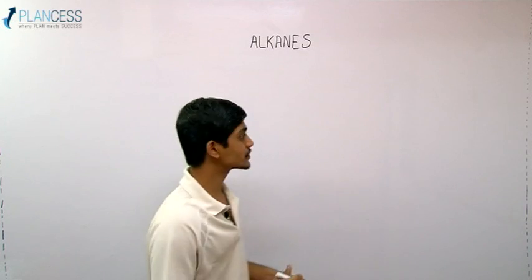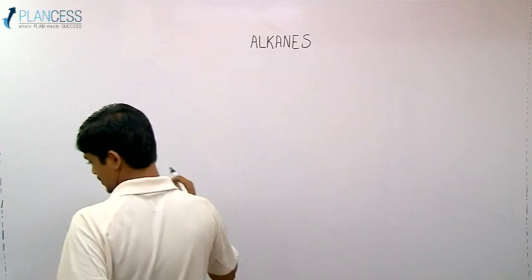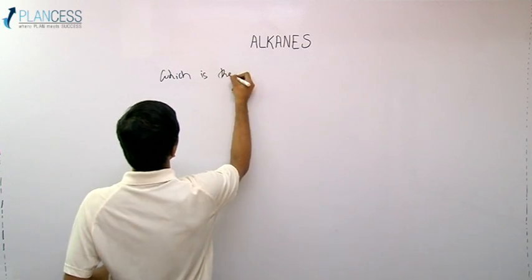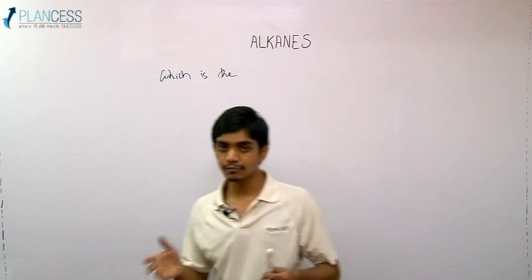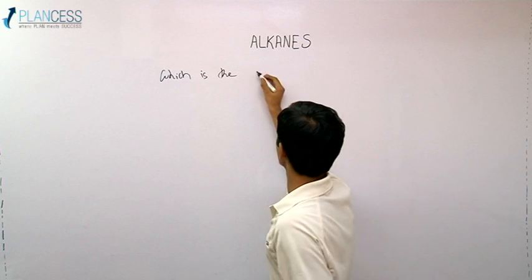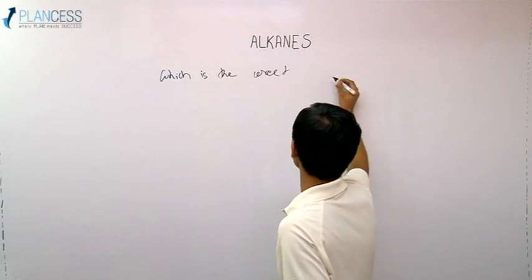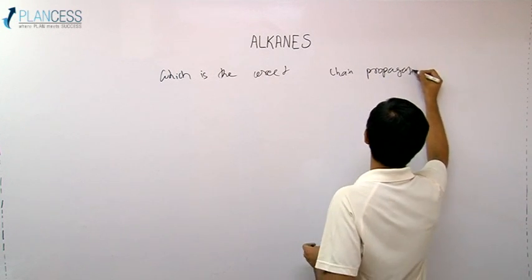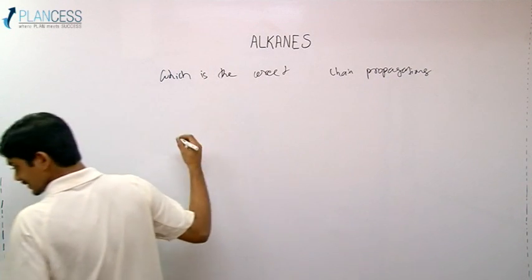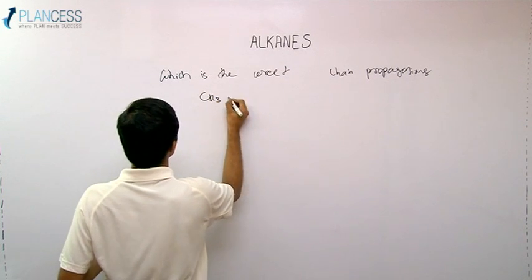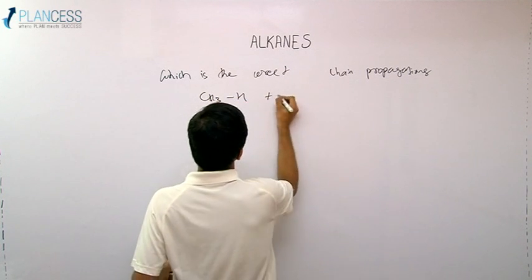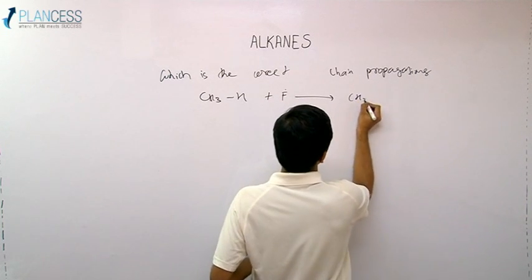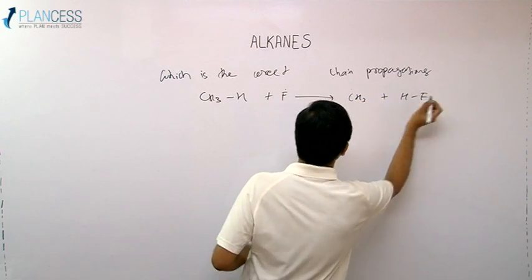Now let's move on to the next question, which is a simple single choice question, which says: which of the following is the correct potential energy diagram for the chain propagating step, which is given as follows. Which of the following is the correct answer for the chain propagating step? You remember what a chain propagating step is? I will just mention that CH3H plus F radical gives you CH3 free radical plus HF.